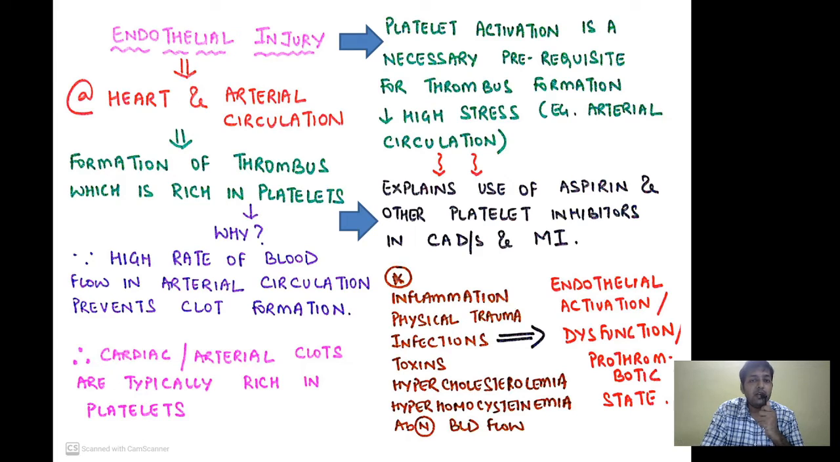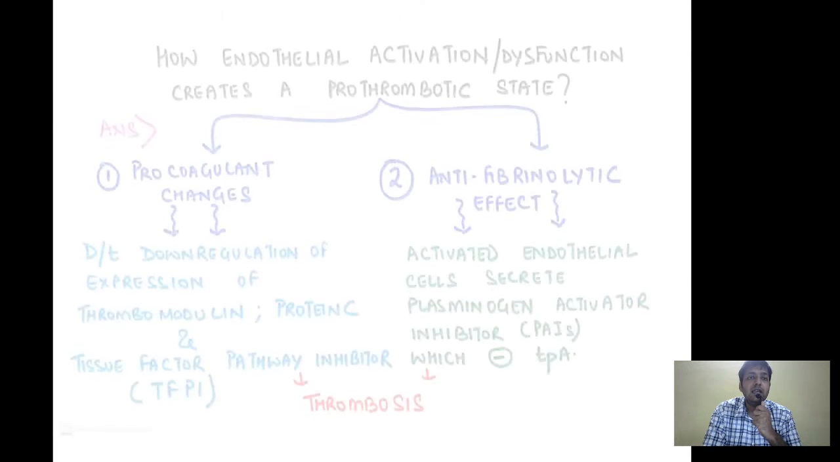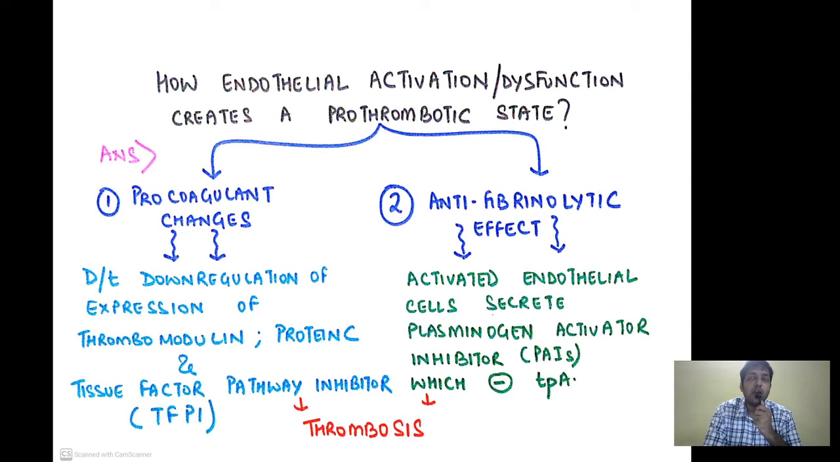Now we have already seen the stimuli which cause endothelial activation, dysfunction, injury or a prothrombotic state. These are inflammation, physical trauma, infections, toxins in cigarette smoke, hypercholesterolemia, hyperhomocystinemia, and abnormality of blood flow. All of these factors can lead to endothelial cell activation or dysfunction or a prothrombotic state, and I have already mentioned what endothelial activation means. Moving ahead, you should ask me how endothelial activation or dysfunction creates a prothrombotic state. There are two answers to it.